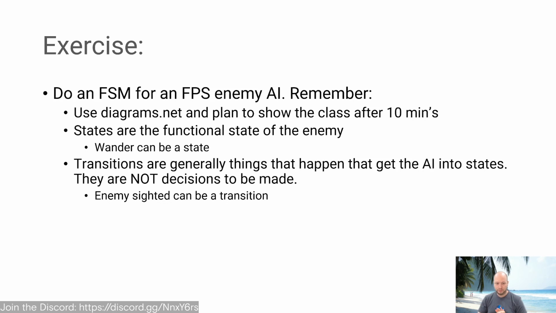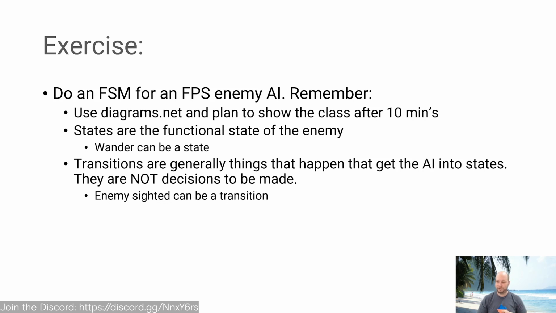So you can sort of have states as the functional state of an enemy. So for example, you could be wandering, or you could be checking the fridge, or you can be eating a sandwich, whatever. A lot of options. I don't know what kind of first-person shooter you're making, but it sounds delicious. So generally speaking, transitions are things that can happen in the game that get the AI into a state. So for example, I'm eating a sandwich, somebody enters the room, and now I'm in the state of embarrassed. So there's a lot of interesting things that the environment can do to my state.